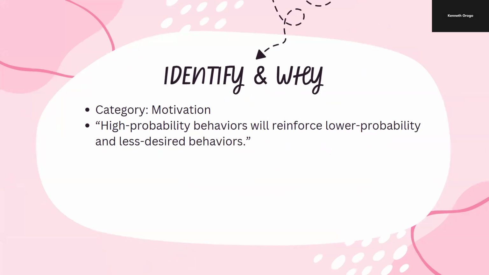The Premack Principle mainly has to do with the category of motivation for our education class, and it's also called habit stacking. But essentially, the Premack Principle focuses on reinforcement. More specifically, high probability behaviors will reinforce less probable and less desired behaviors. That is, pairing highly desired tasks with lower ones will make the low probability task more likely to be done.